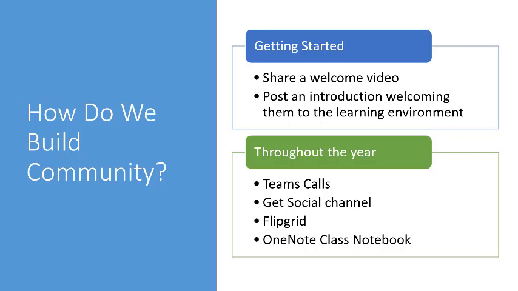And then throughout the year, those Teams calls will be super important to connect and interact with your students. Have a Get Social channel where kids can share different things. You can moderate it, of course, but allow them to connect with each other and bond in different ways. Flipgrid is a great way to build a community, having them have conversations with one another. They post a video and then students respond to that video and have those conversations.